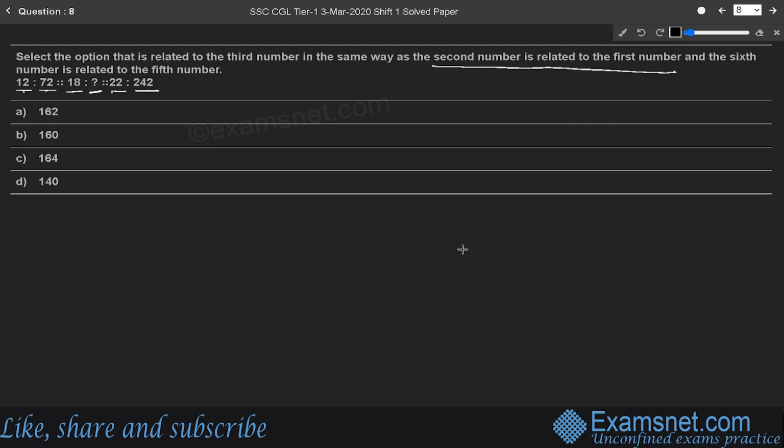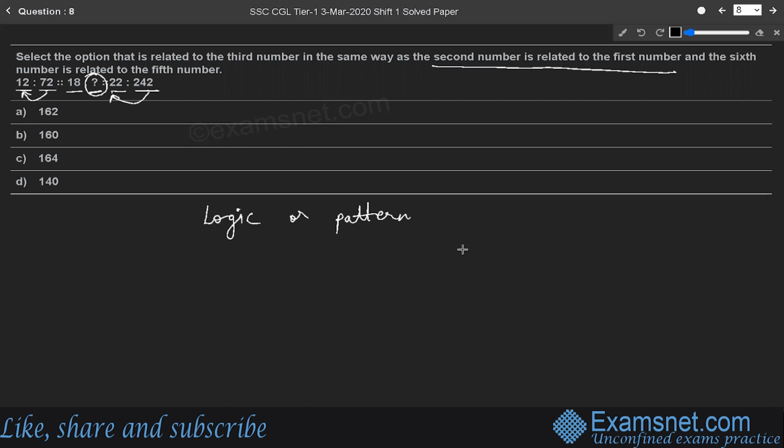So in the same relation as both these pairs are related to each other, we have to find the number in the place of the question mark, and that number should be related to 18 in the same way as 72 is related to 12 and 242 is related to 22. So in this question, what you have to do is understand the logic or the pattern. And if you know the logic or the pattern, then you are done here. Okay. So let's understand the pattern.